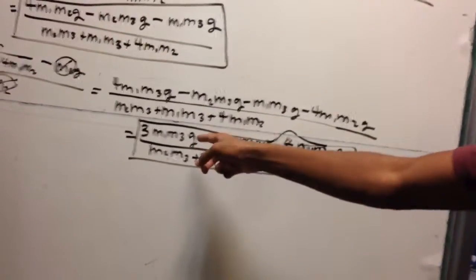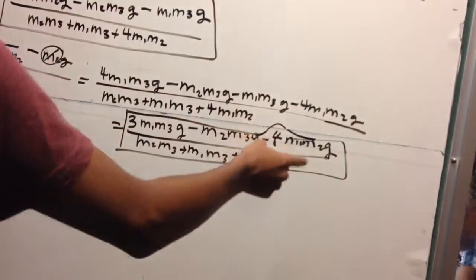Yeah, 3 M1 M3 g minus M2 M3 g minus 4 M1. Yep, that's all.